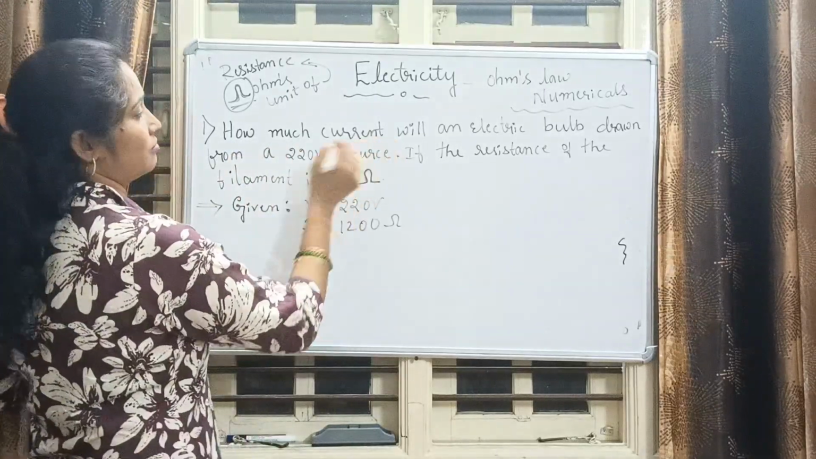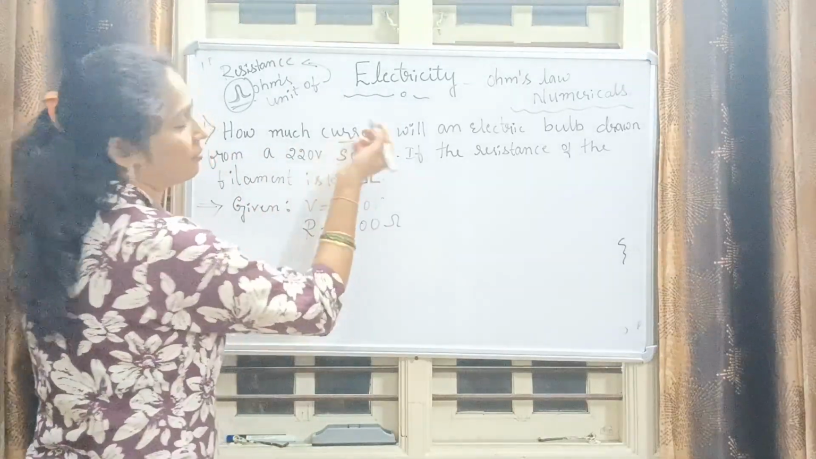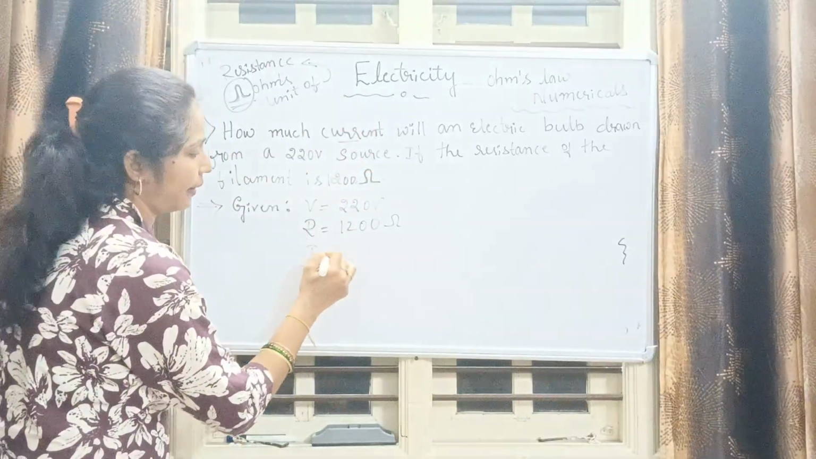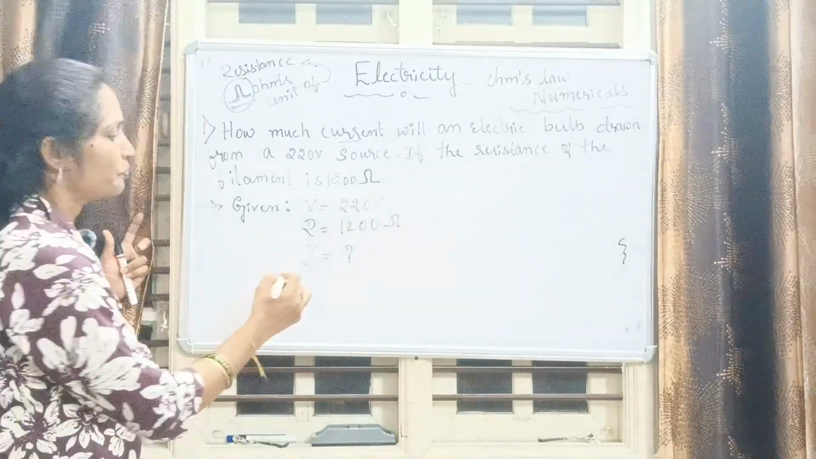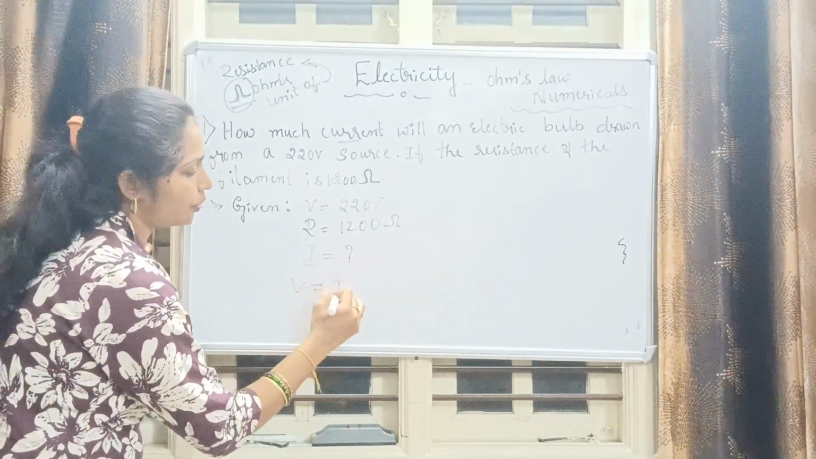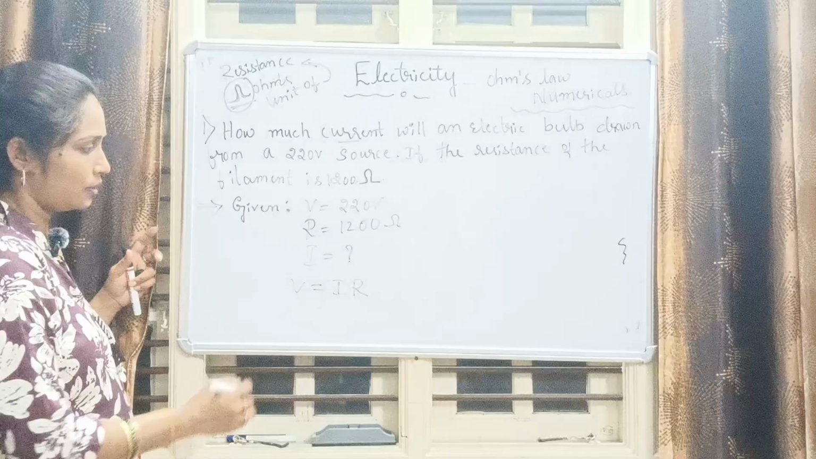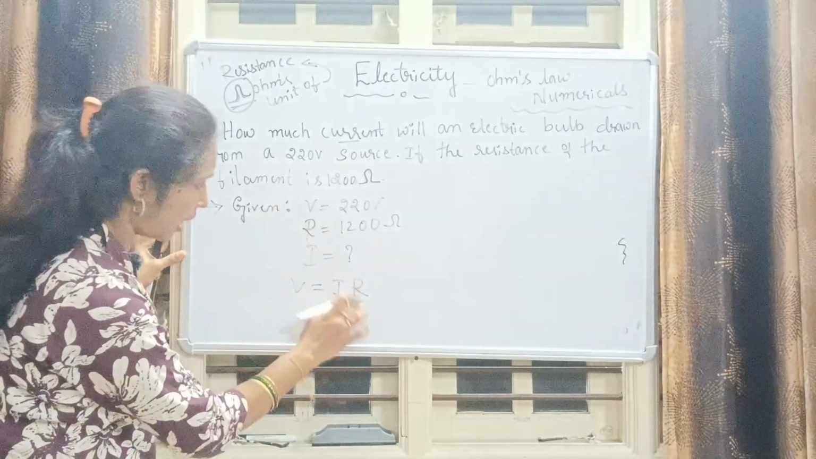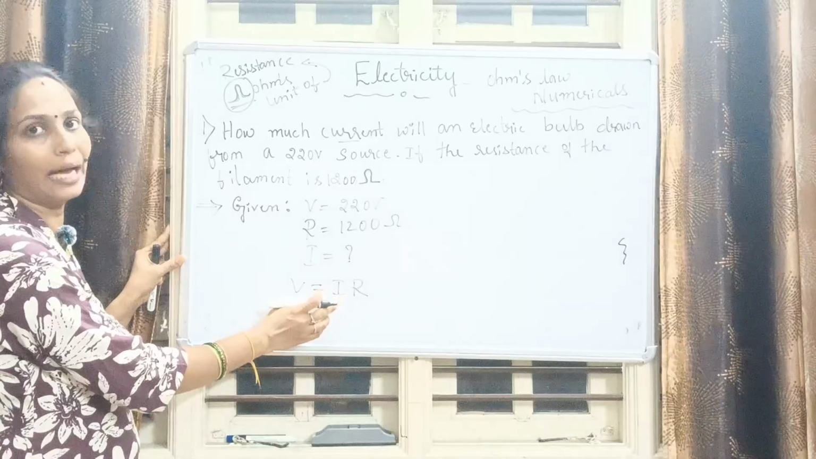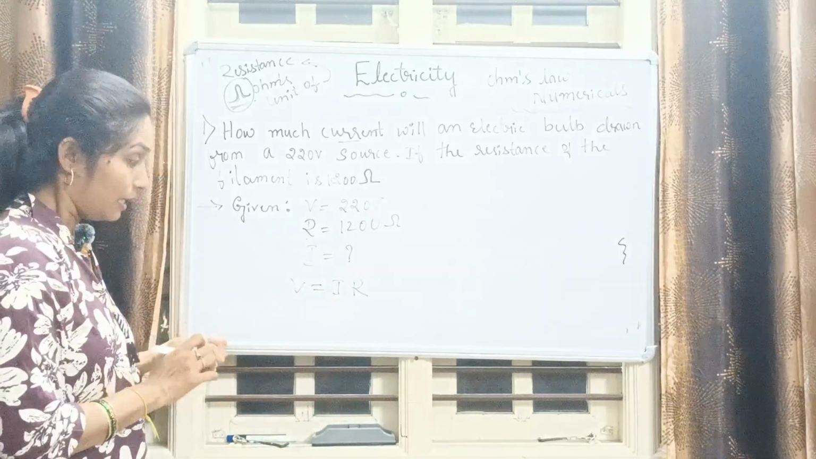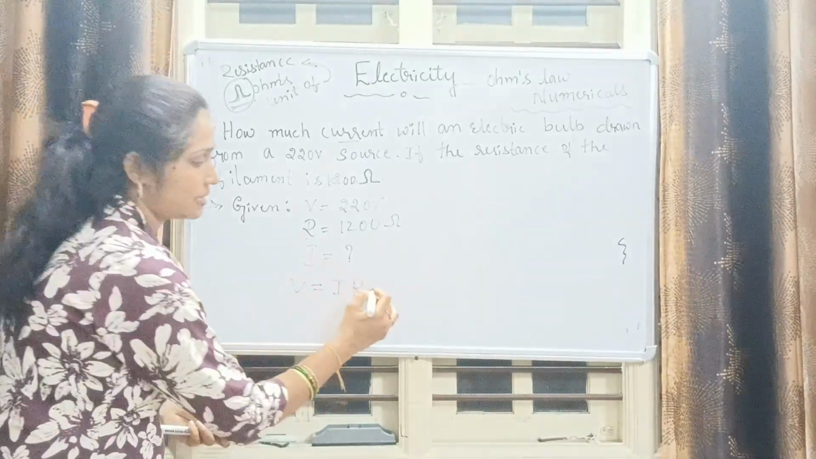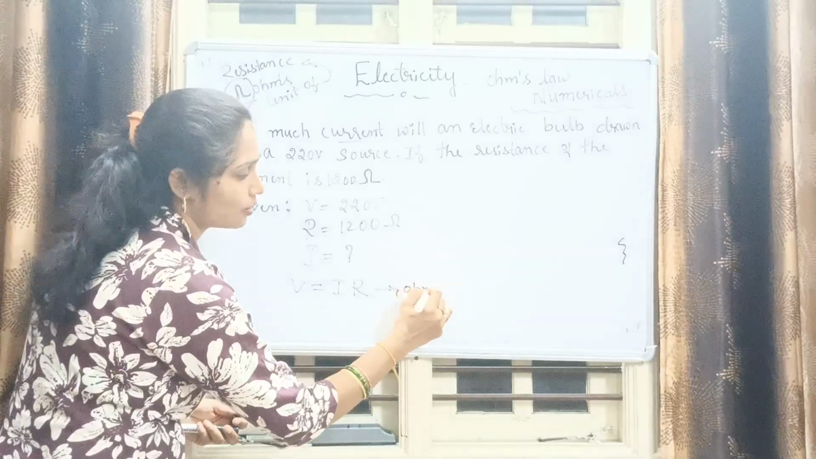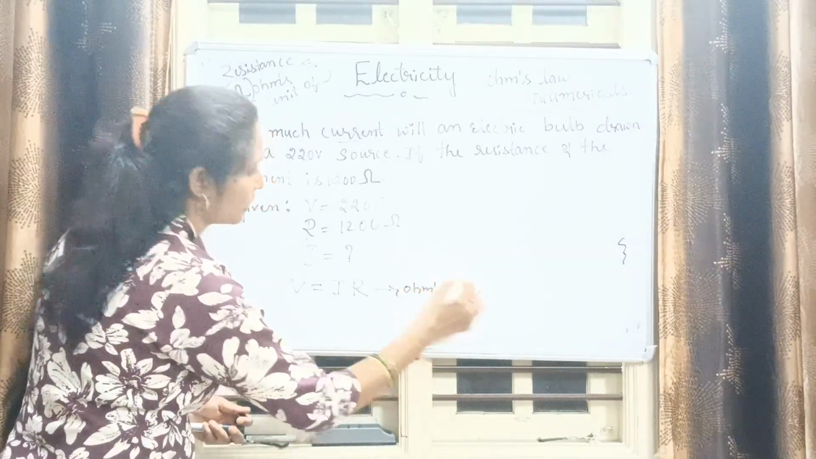What have they asked? You have to calculate the current, that is I. V is equal to I into R. They have given V, they have given R, but we need to calculate I. Correct? This is a formula for what, guys? Ohm's law.